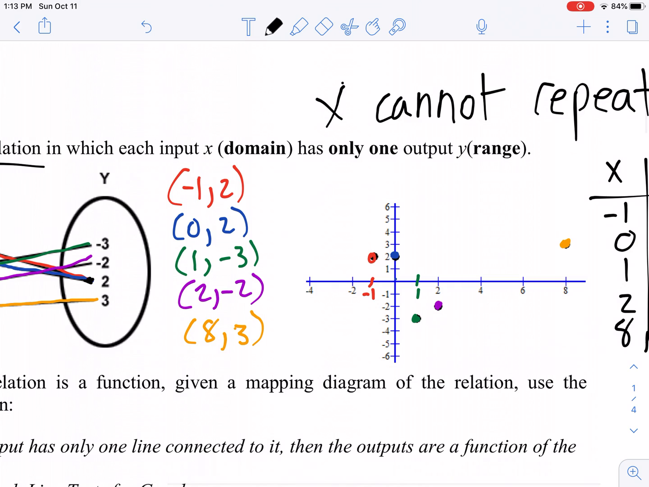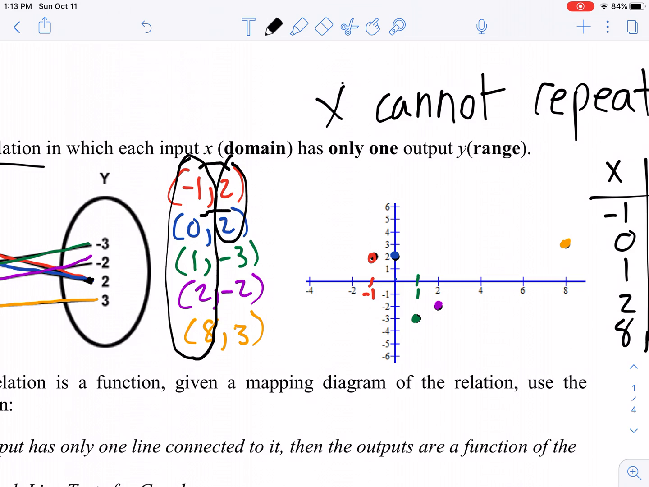Now let's check our points. Make sure we can see the same thing. Do any of these x's repeat? No. So this would be a function. Each x is only going to one y. Okay? Now you might say, well, Mr. Pinksterhouse, don't these y's repeat? Yes, but this x, -1, goes to 2. That's one y. This 0x goes to 2.